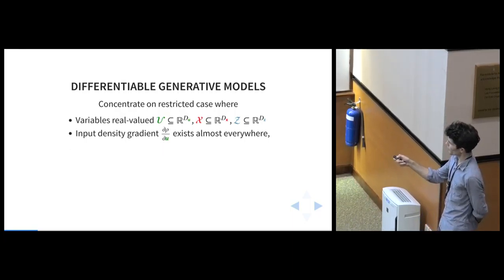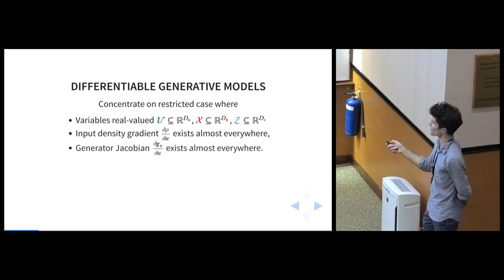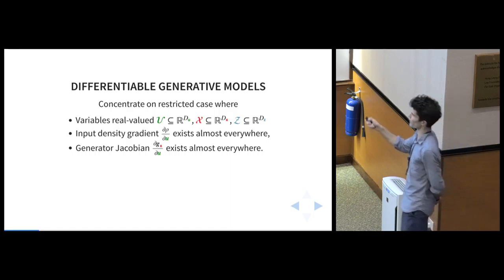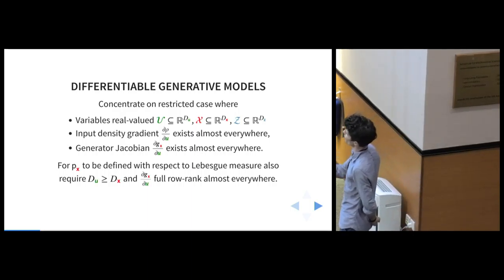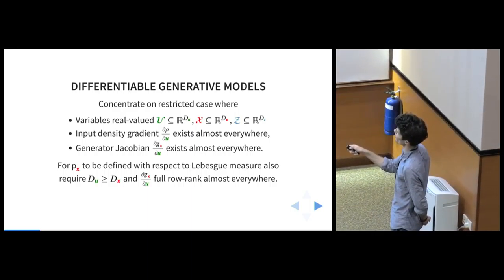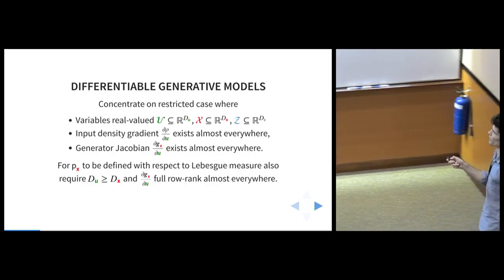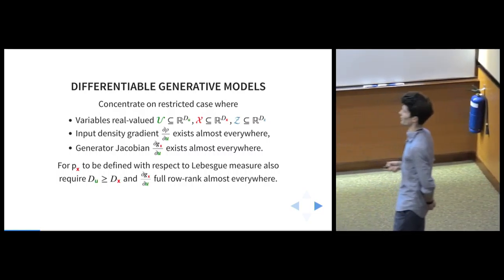The input variables have some density and that has a gradient which exists almost everywhere and that we can evaluate. More computationally demanding perhaps, we also assume that we can evaluate the Jacobian of the generator function and that it's well defined everywhere across the measure on U. For this to then define some kind of marginal density on the observed variables, a very low-level assumption would be that we at least need the number of degrees of freedom in our random inputs to be more than or equal to the dimension of our output space.